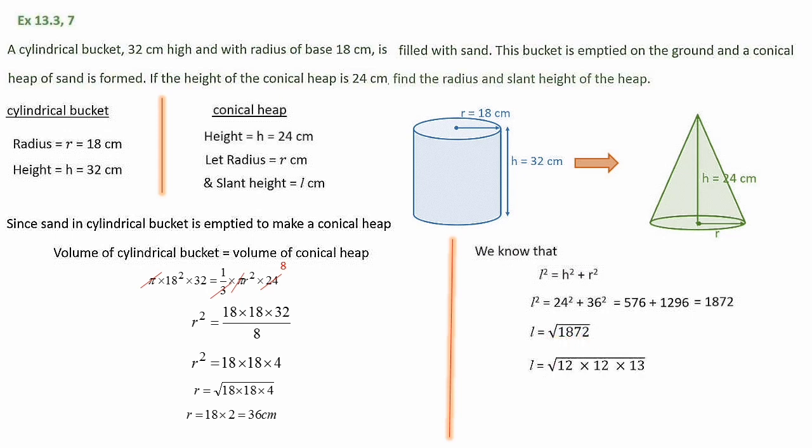Here I am going with the bigger numbers, that is L is equal to root of 12 into 12 into 13. If you don't know this one, just go for prime factorization and make a group of 2 and then calculate. Whichever way, it's not a problem. L is equal to root of 12 into 12 into 13. So out of these two 12s, 12 will come out. 13 is a prime number, so it remains the same inside the square root. So L is equal to 12 root 13 centimeter. That is the slant height.